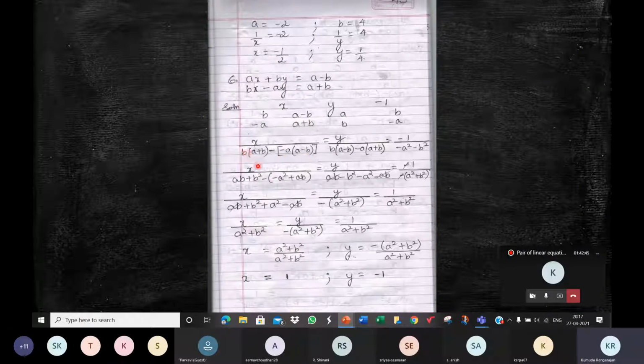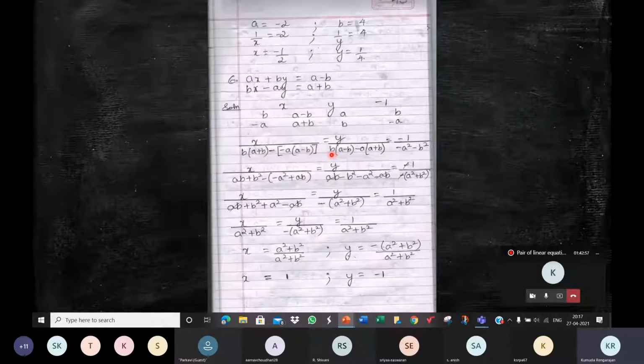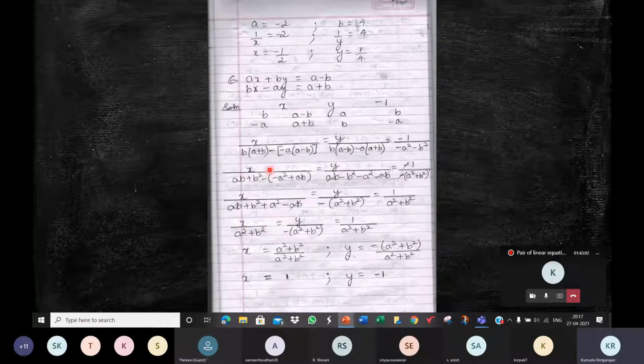Now this is one product, this is another product. You need to subtract the products, so put this minus sign. Don't ignore this just because there's already a minus sign here. This is the first product, this is the second product. You need to find the difference between them, so you need to insert this minus sign.